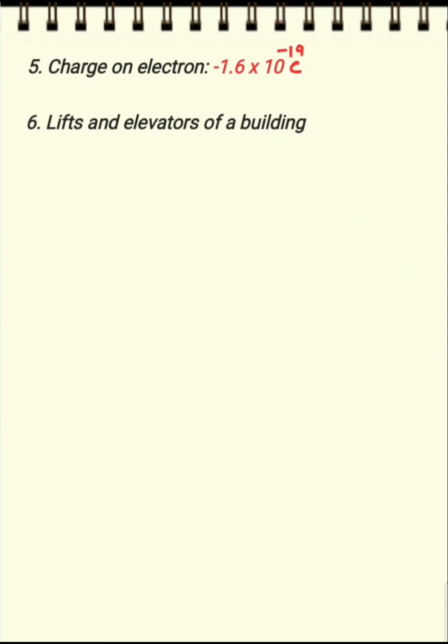We know that the charge on an electron is minus 1.6 into 10 raised to power minus 19 coulomb, which is also a negative number. In lifts and elevators of a building, to represent the basement, we use negative numbers. We have discussed everything about negative numbers. Now let's move on to our next topic, integers.